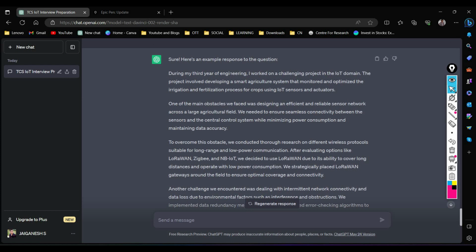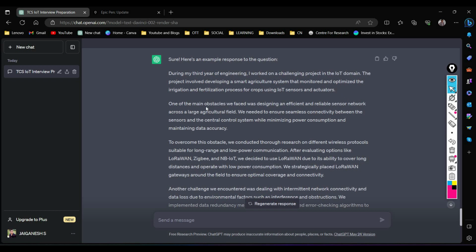As I've already mentioned that I am in the third year of engineering, it has started answering with the same thing. So during my third year of engineering, I worked on a challenging project in the IoT domain. You might have worked on any particular domain; this is just a reference. The project involved developing a smart agriculture system, monitoring and optimizing the irrigation and fertilization process. So this is the project which I have worked on.